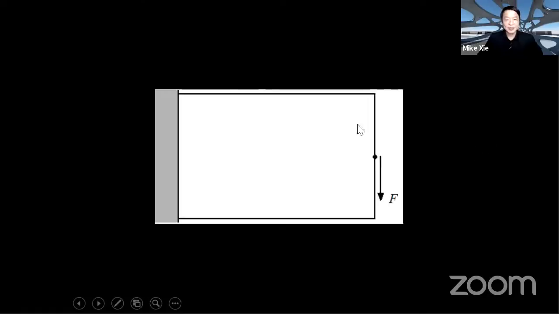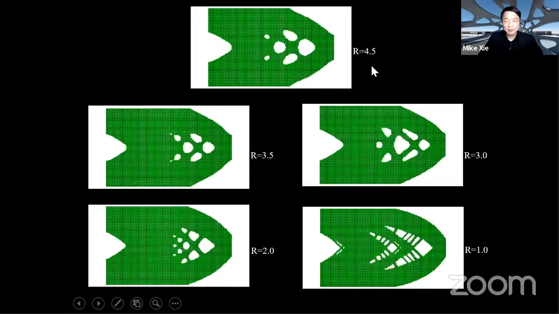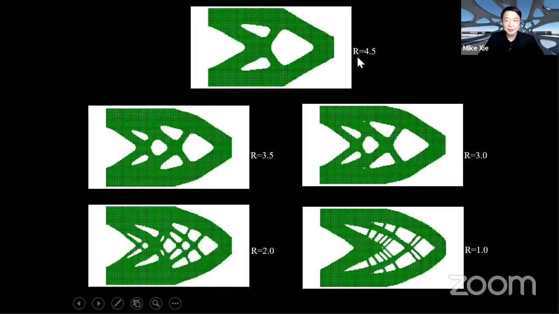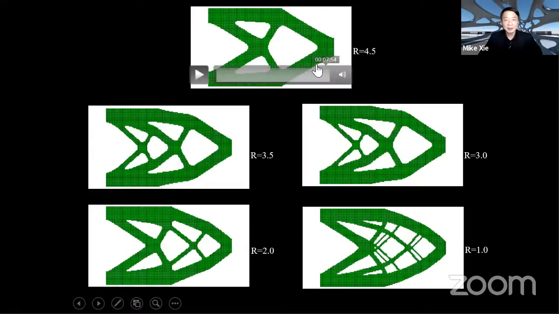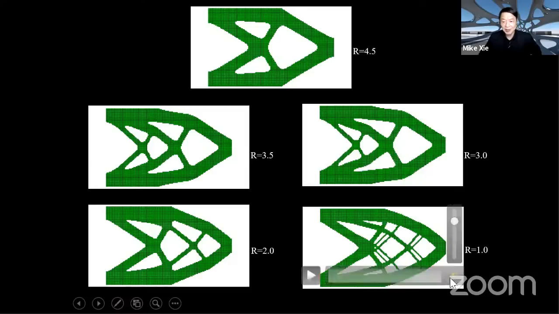This is a very simple example, a cantilever beam. If we use one parameter in the topology optimization BESO, it's called the filter radius R. This is a commonly used parameter in topology optimization. R controls the size of the member. If you have a larger filter radius R, you get bigger members. If you change from 4.5 to 1, you get smaller members.